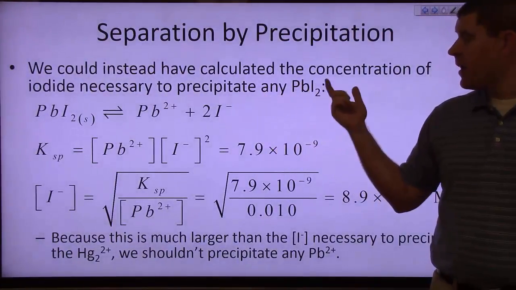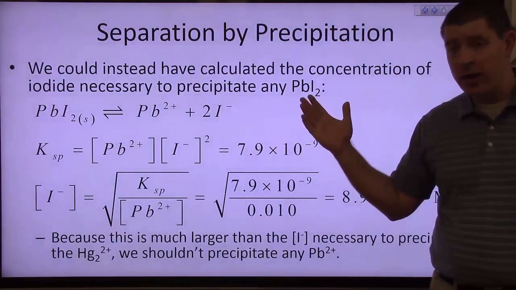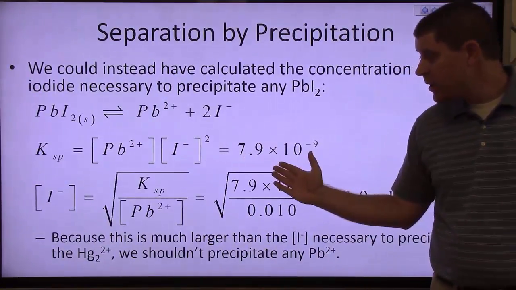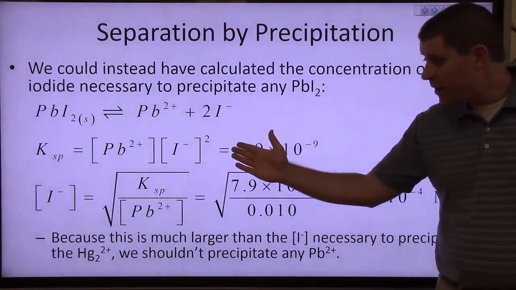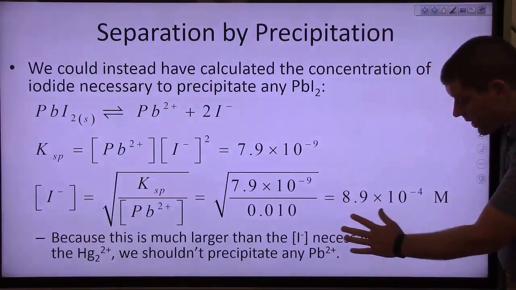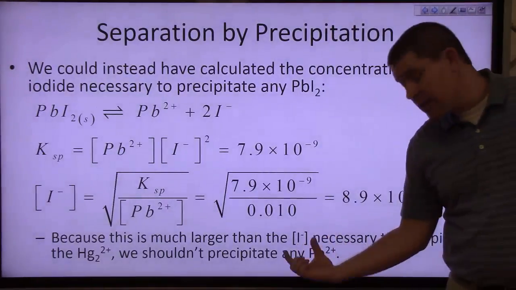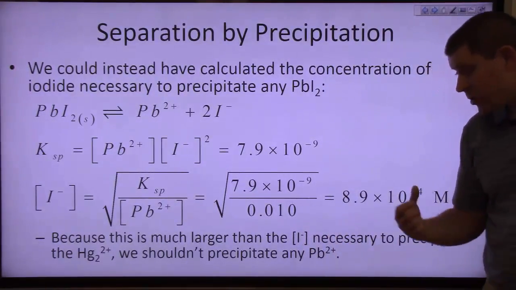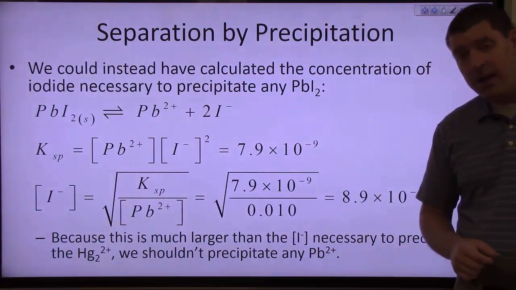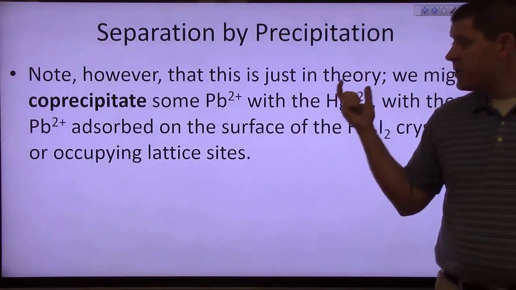Now, we could have gone about this problem differently. We could instead have calculated the concentration of iodide necessary to precipitate any lead iodide. So let's go ahead and do that. We've got our lead iodide dissolution process. We've got our value of KSP equal to 7.9 times 10 to the minus 9. When we solve this for the concentration of iodide, we get a concentration of iodide of 8.9 times 10 to the minus 4 molar. Now, this value is much larger than the iodide concentration that was necessary to precipitate almost all of our mercury, which means we shouldn't be precipitating any of our lead by the time we've gotten virtually all of our mercury out. Now, note that this is just in theory.